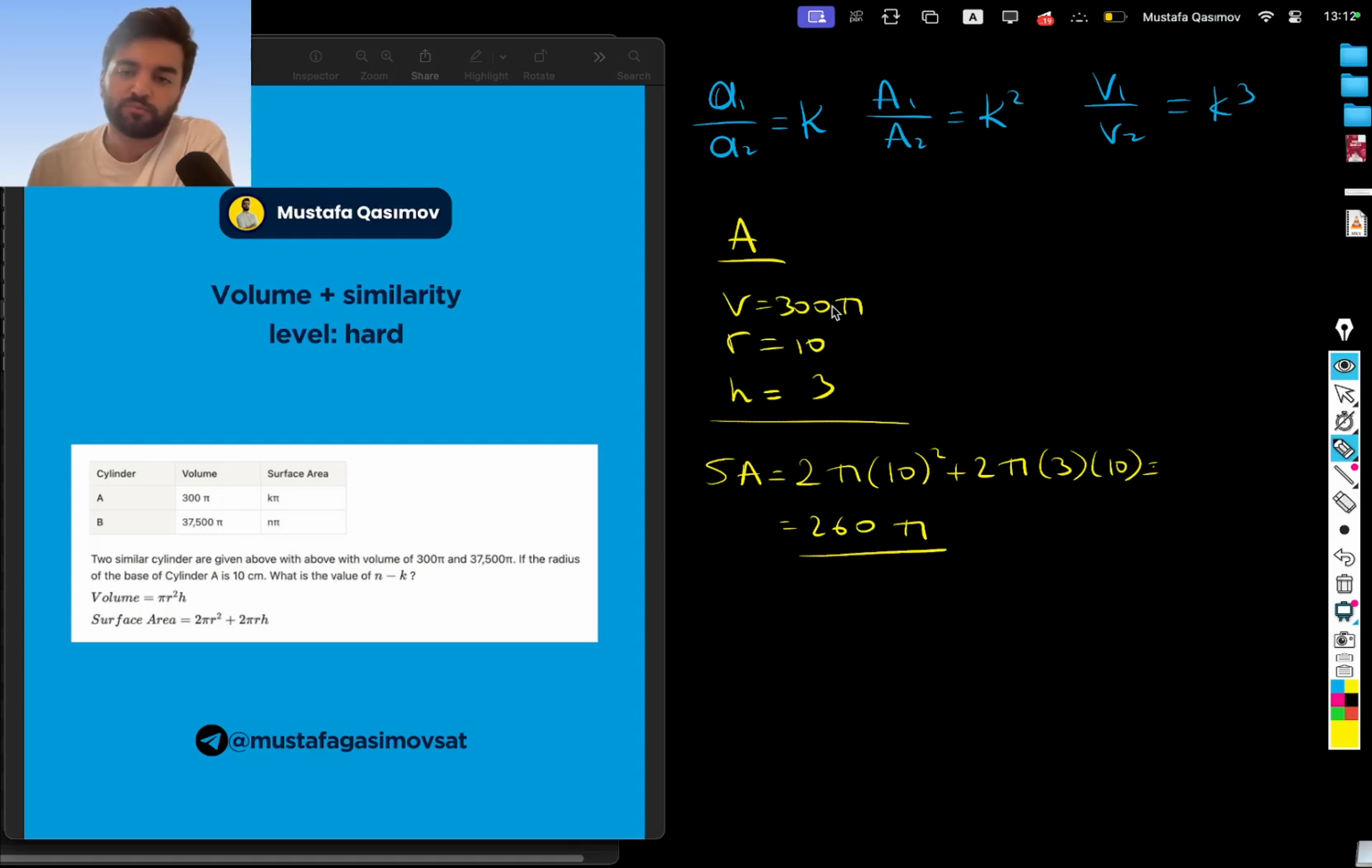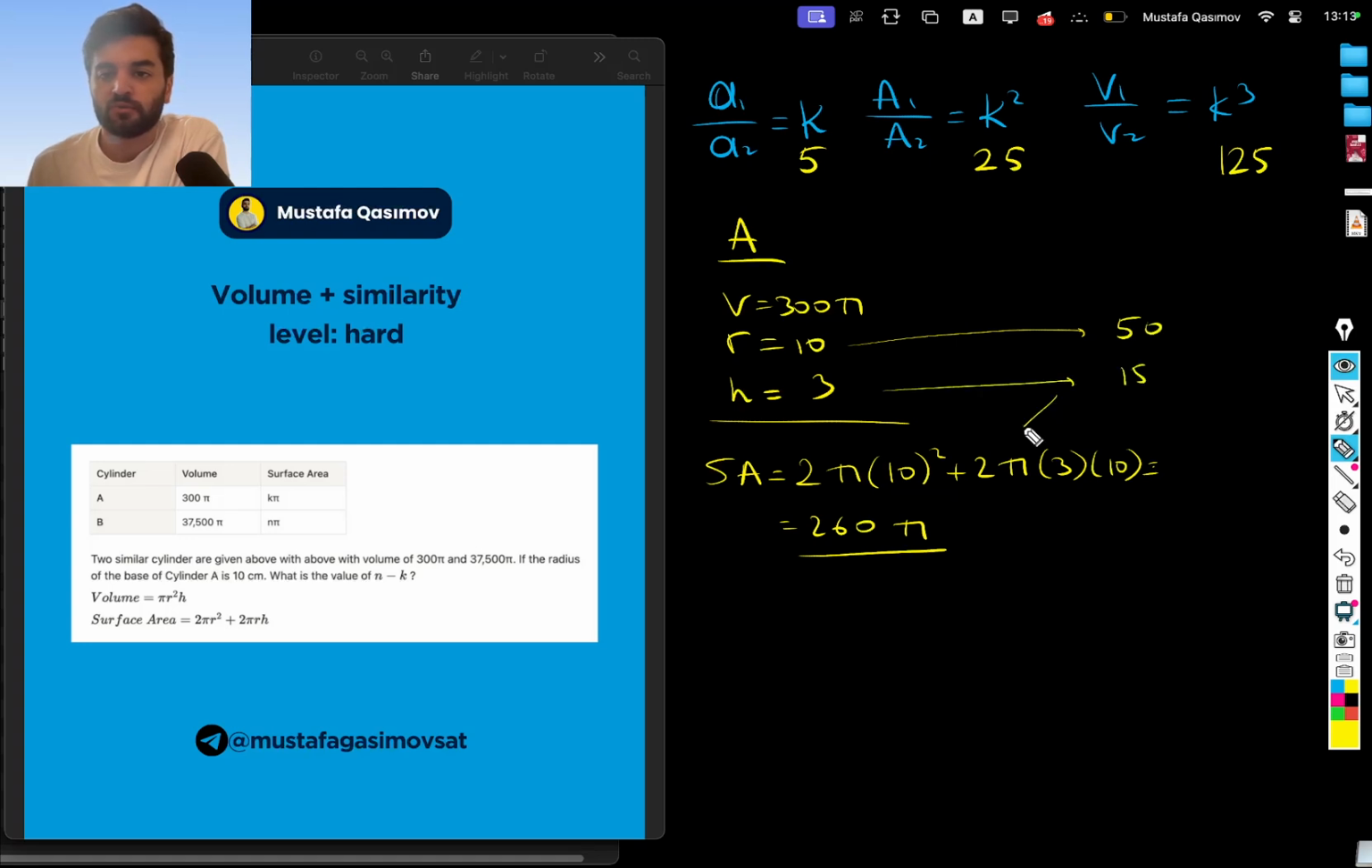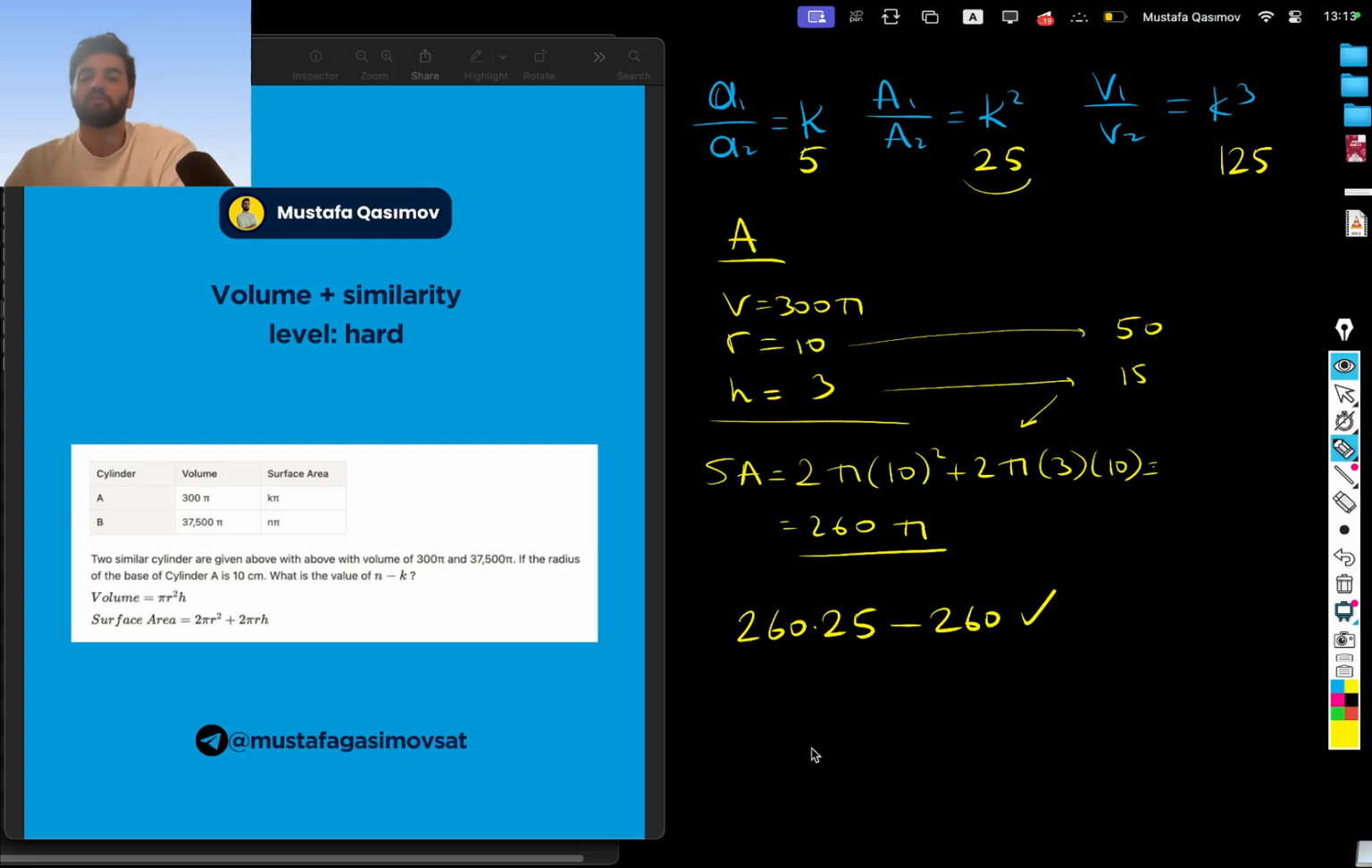Here you have two options. From here you can look at this ratio. If you look at this ratio, it will be 125. If it is 125, k is equal to 5, k squared is equal to 25. You can find this radius, this 50 and 15, then you can use this formula again. It's the first method, but I generally use the second one. For the second one, if it is 25, it means that the second one will be 260 multiplied by 25. Then minus 260, calculate it, you will get your answer.